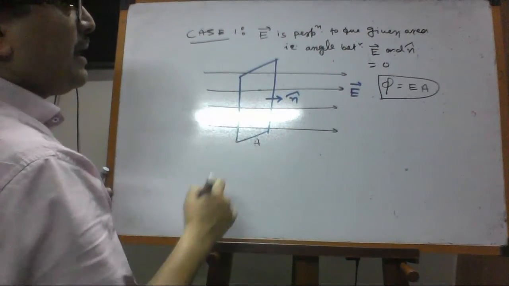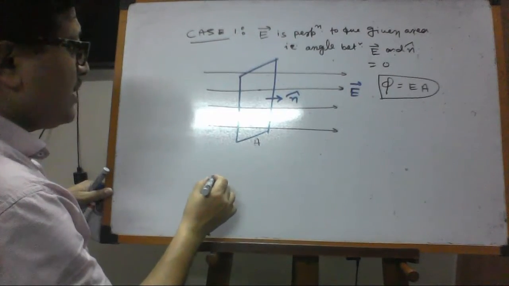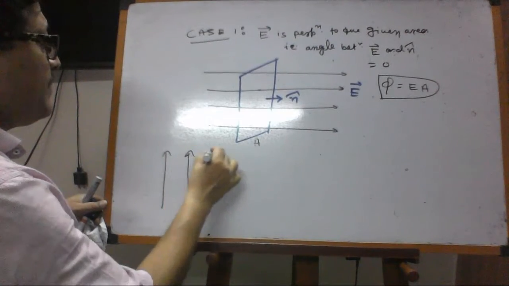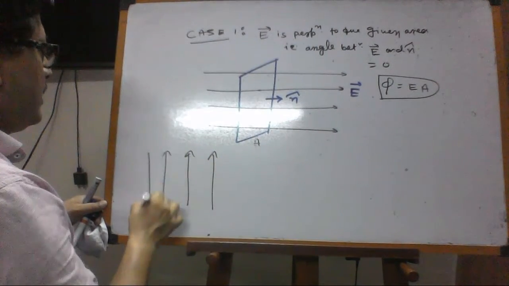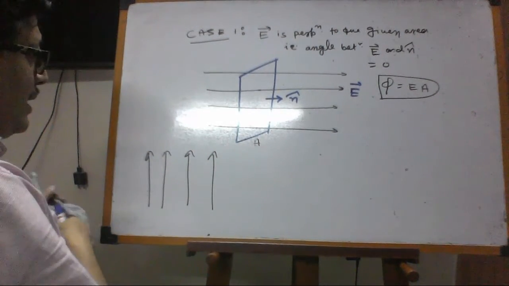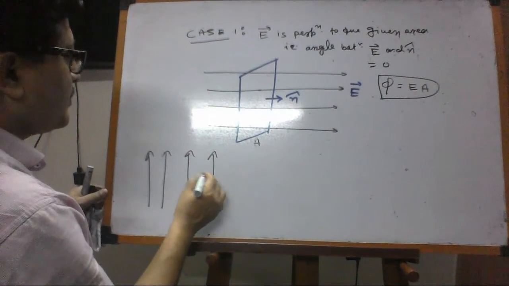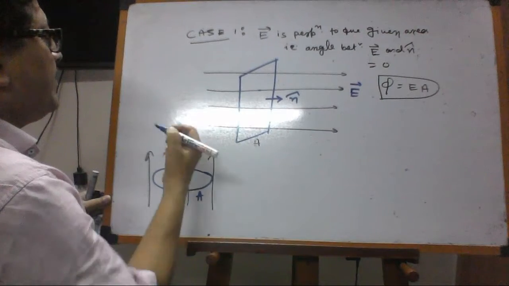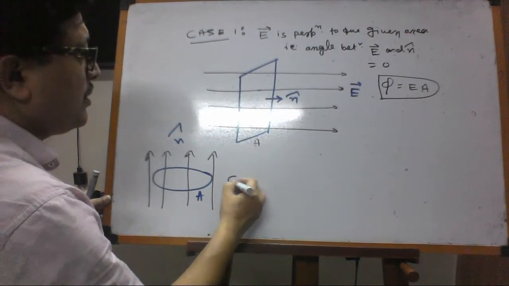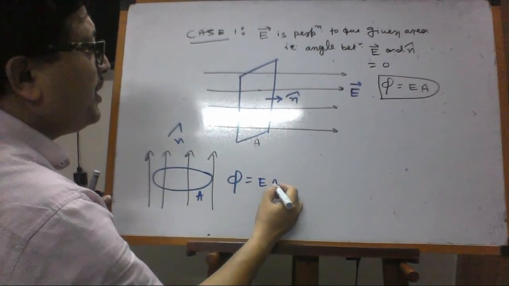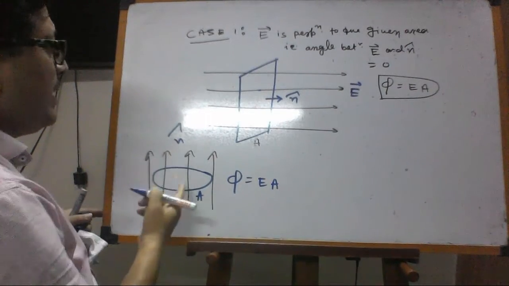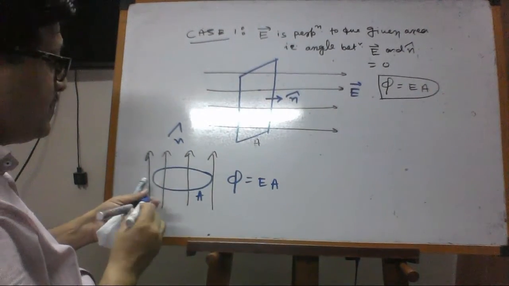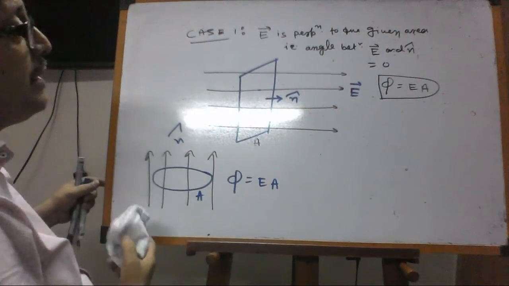If the area is kept normal, consider another one, if the electric field is directed this manner and the circular area is taken this way, this area is A, n cap and area vector in the same direction. In this case also, phi is equal to E into A, because n cap and area vector are in the same direction. So simply multiply it: per unit area E, over the whole area A, it will be E into A.